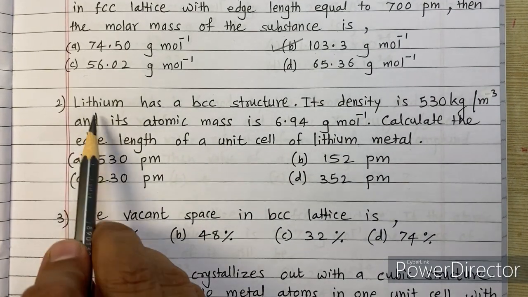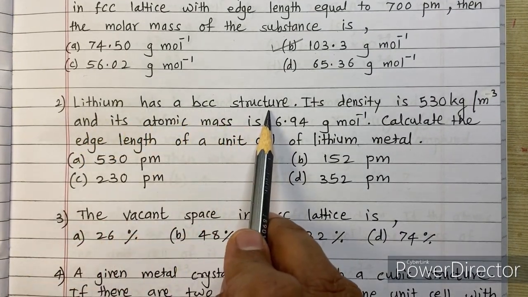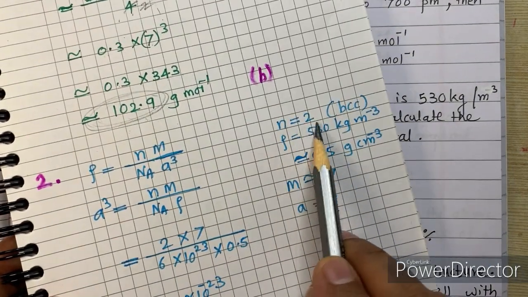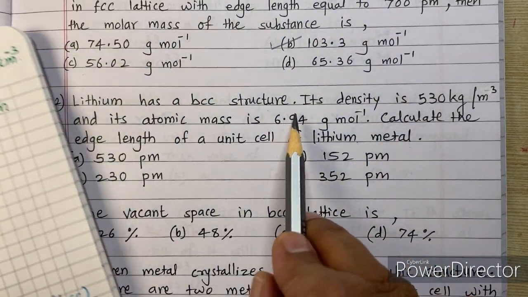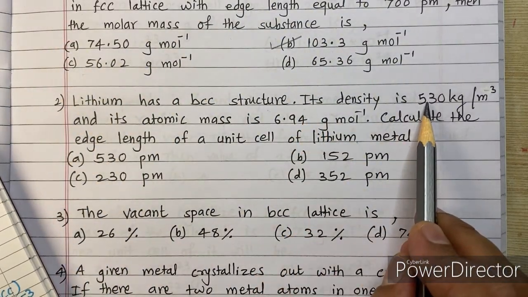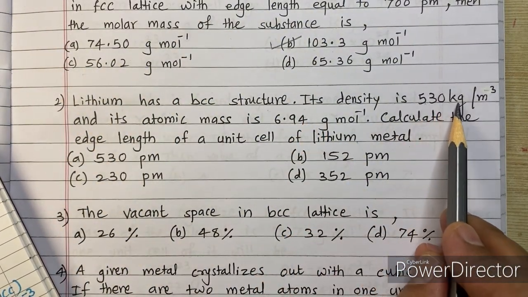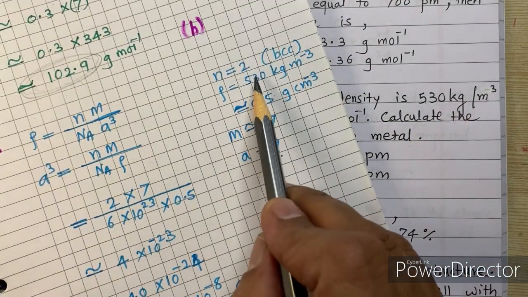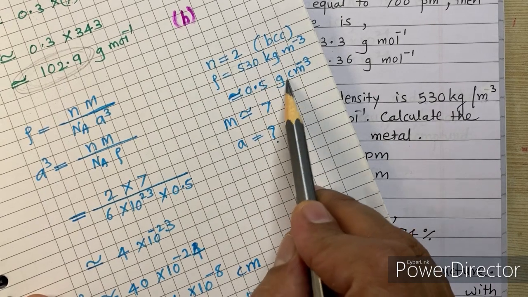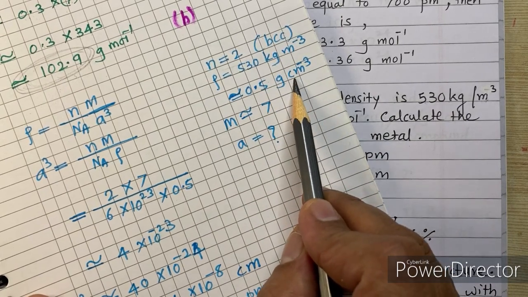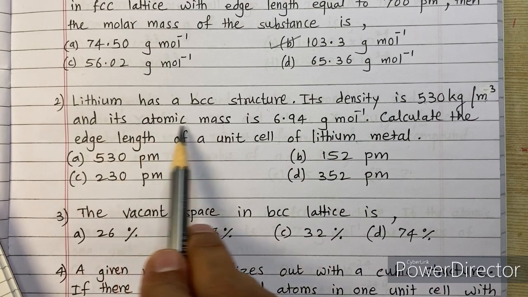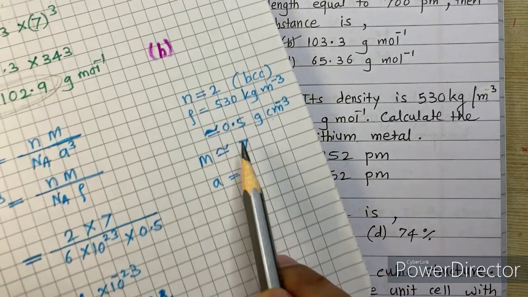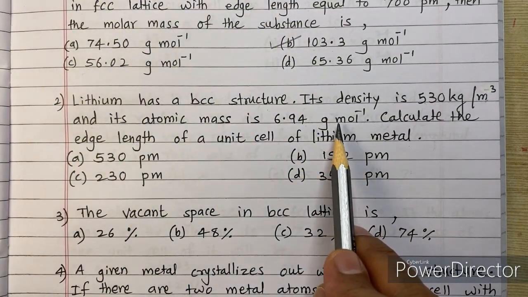Okay, next, second MCQ. Second MCQ, lithium has a BCC structure. BCC structure, that is N is equal to 2 because BCC structure. Its density is, now here 530 kg per meter cube is given. Okay, that is, it is equal to 0.5 gram per cm cube. Okay, next, molar mass is given, it is 6.94. Take approximately, it is a 7.